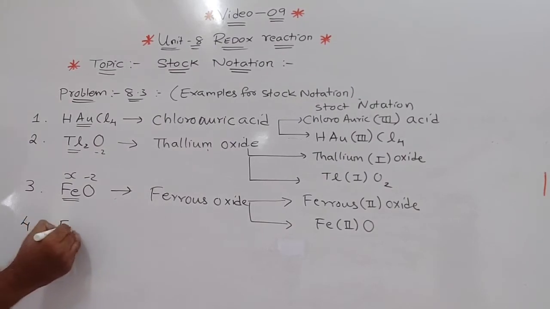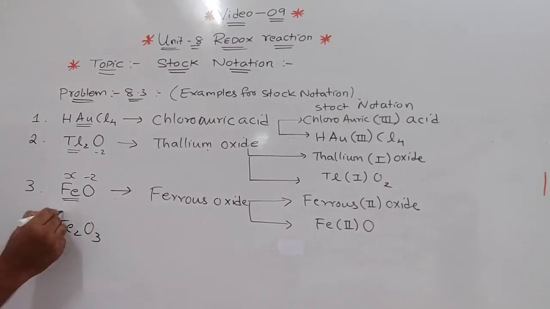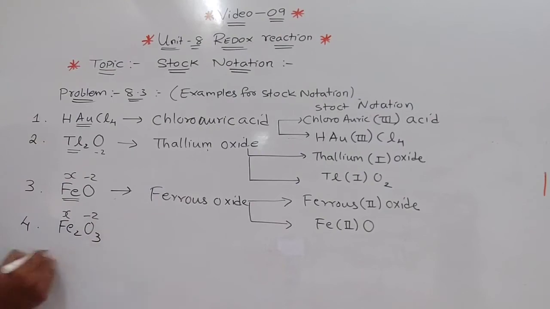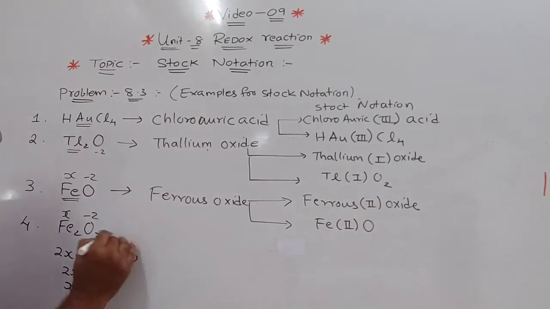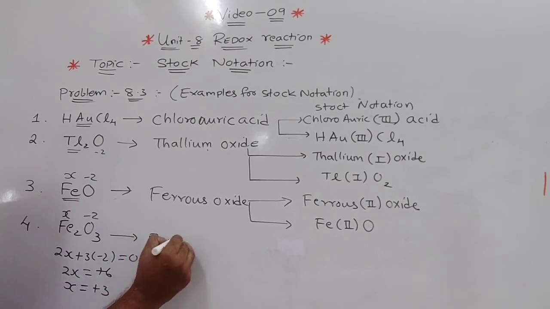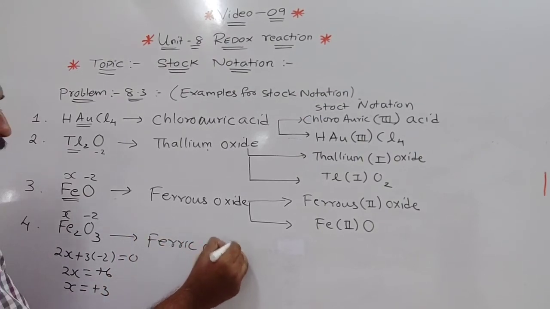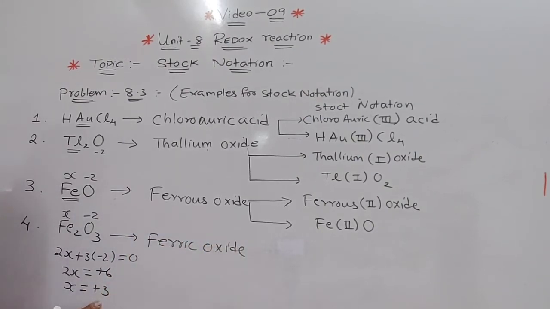Now the fourth one is Fe2O3. So here x and here minus 2. So 2x plus 3 into minus 2 is equal to 0. 2x is equal to this minus 6, I will take directly plus 6. So x is equal to plus 3. Okay. So the name is ferric. If plus 3 valency is there, that is ferric.